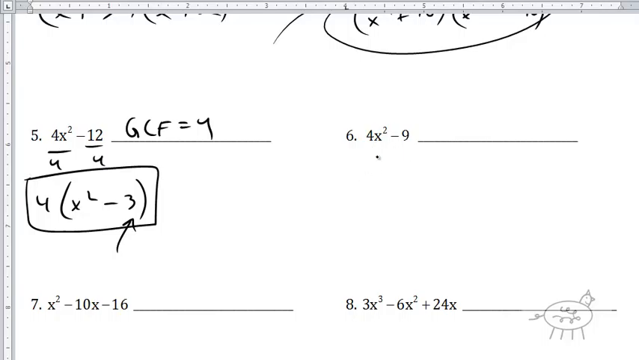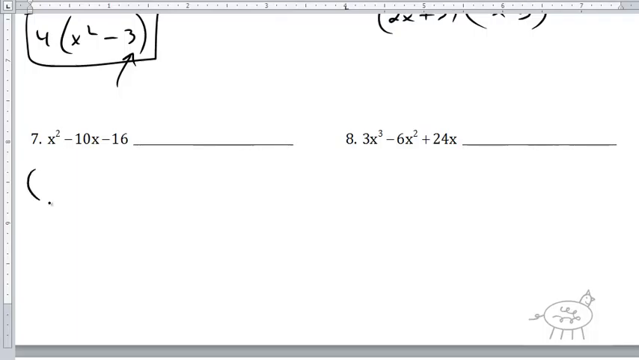Okay, this is a difference of two squares, and basically the square root of 4x squared is 2x and 2x. The square root of 9 is 3 and 3, and then plus or minus. That's it. You can FOIL out and check it if you want.